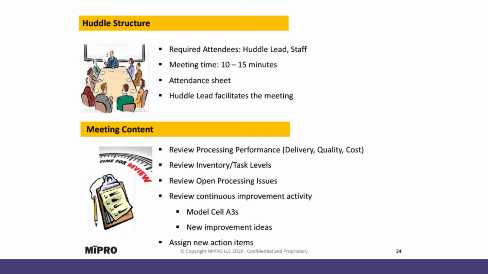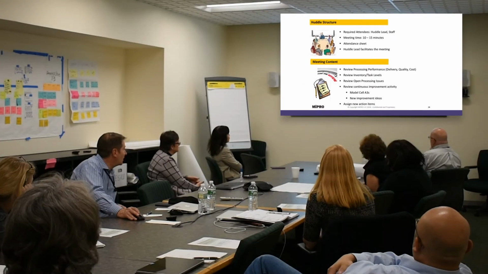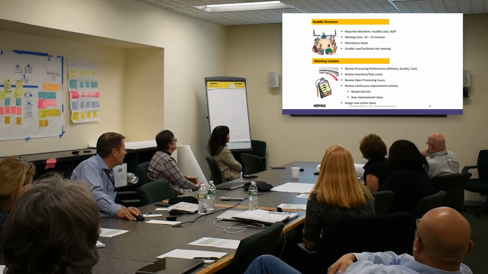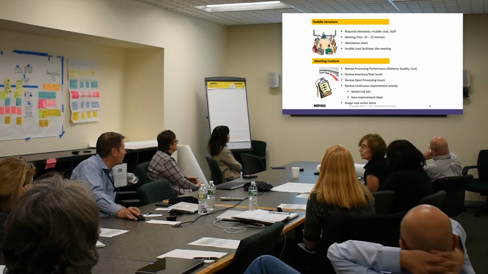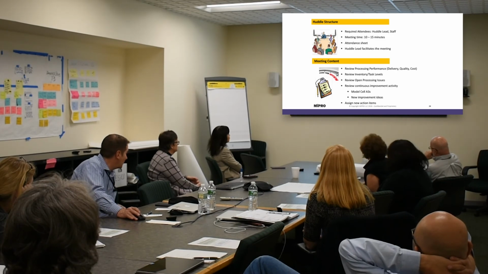Content: review the performance. Where are you? Ahead or behind, red or green. So you should be able to find red or green. Review where you're at as it relates to the volume of work you have. Are we overburdening people or not? Review any issues or ideas that are in the idea cards. Review continuous improvement activity that might be going on, like additional model cell work or project work that you have, and new improvement ideas.